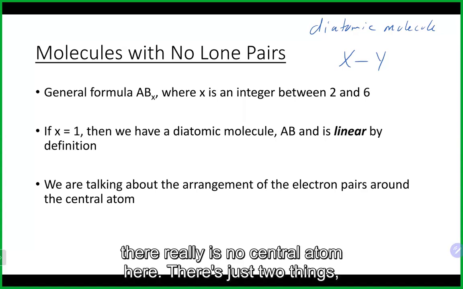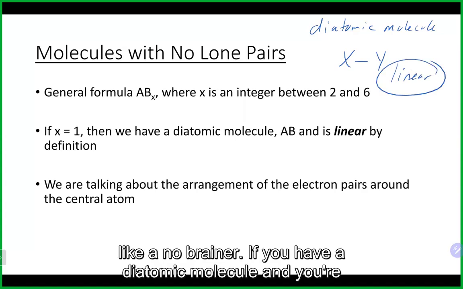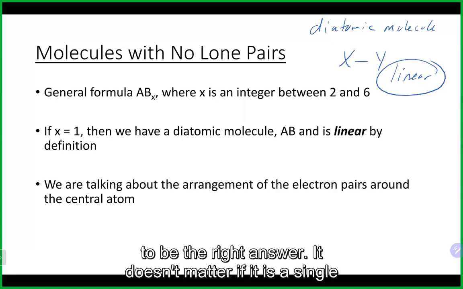There's just two things, and that would give you a geometry of linear. So it is like a no-brainer. If you have a diatomic molecule and you're asked what the geometry of it is, just say linear. It's going to be the right answer.